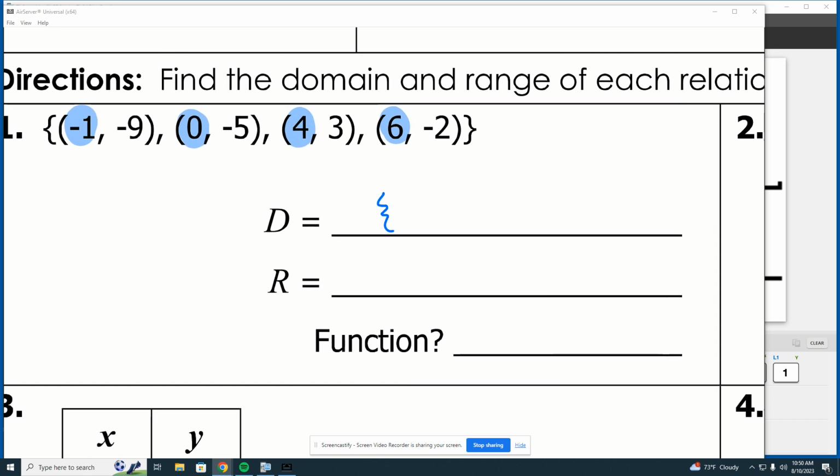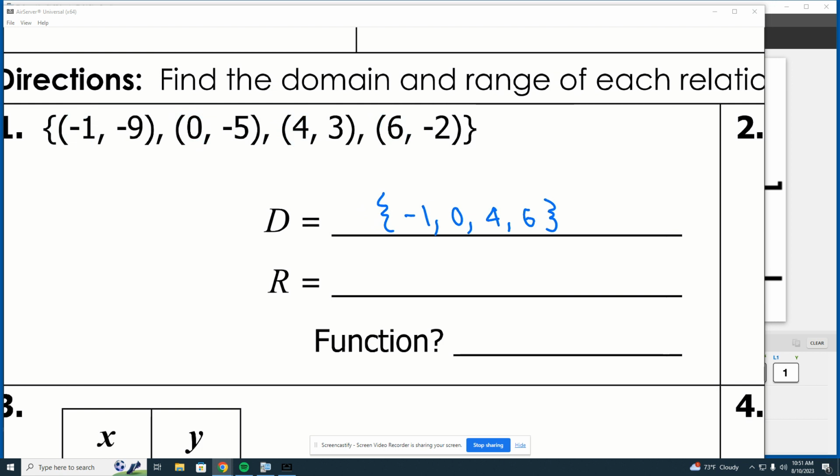Alright, so my domain includes -1, 0, 4, and 6, right? Now I put them in order. They were already in order. Did you have to put them in order?